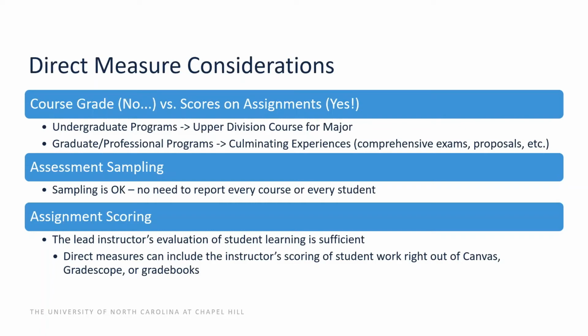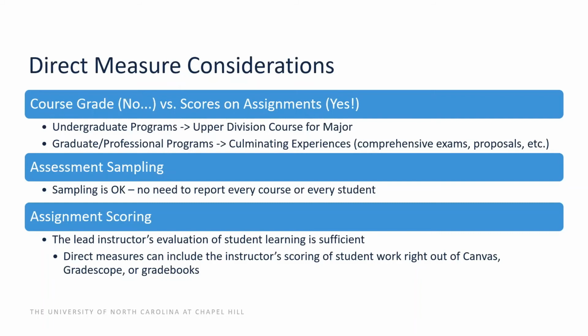For undergraduate programs, it might be very common to focus on those upper division courses for a major, because for your program, you may want students to have developed a skill, but they may not have been able to do that in their 101 sort of introductory courses. And so it's often going to be those upper level courses where they've really had the chance to be exposed to practice and master the content and skills that are part of that program. For graduate and professional programs, it may rely more on those culminating experiences, like we mentioned on the previous slide. So those comprehensive exams, those proposals, those really big milestones that are part of those programs.